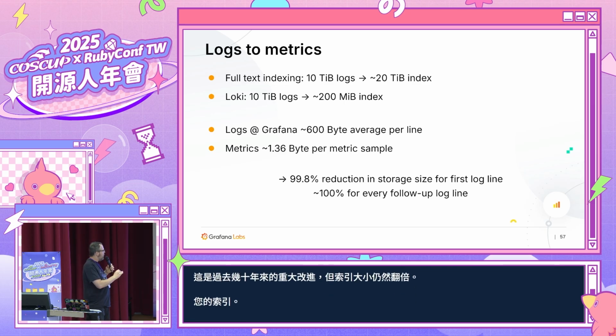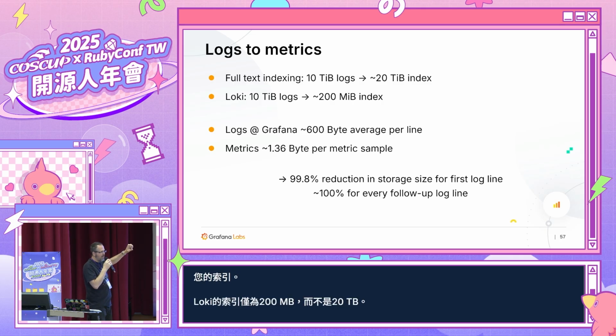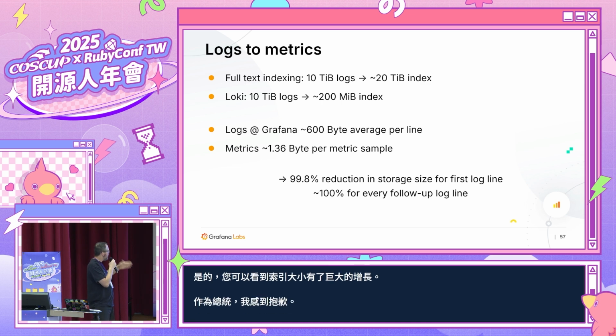The index for Loki is just 200 megabytes, not 20 terabytes. So yes, you can already see a huge jump in the size of the index, and it is as performant. Sorry, I'm a little bit jet-lagged, I'm mumbling. Anyway, I'm going to make it quicker.